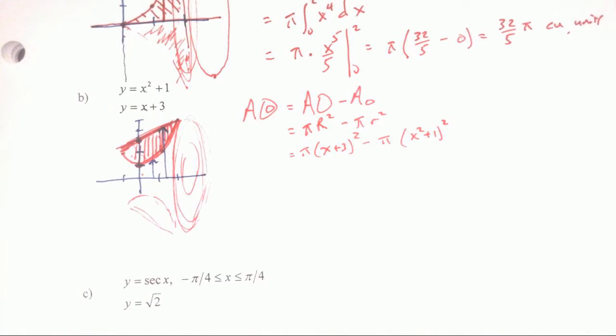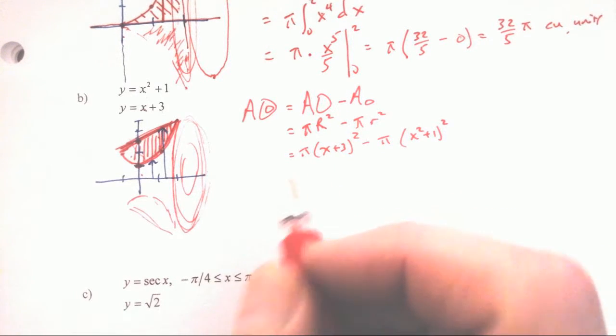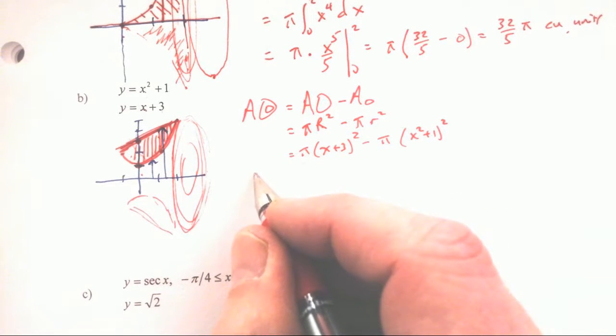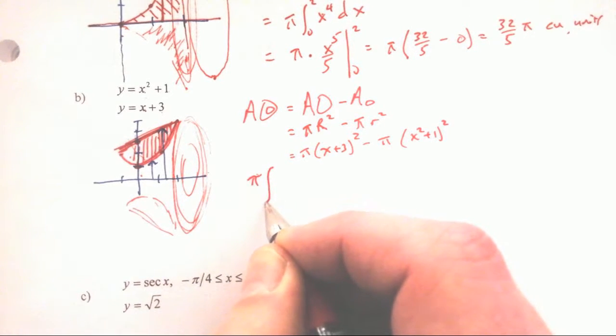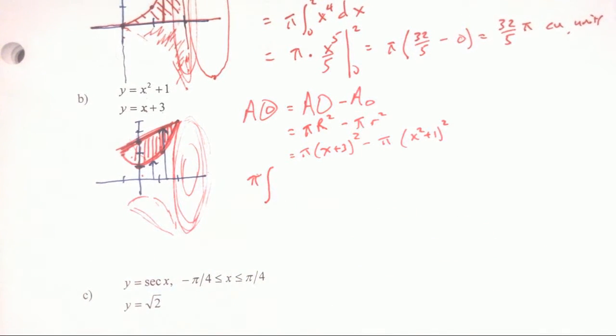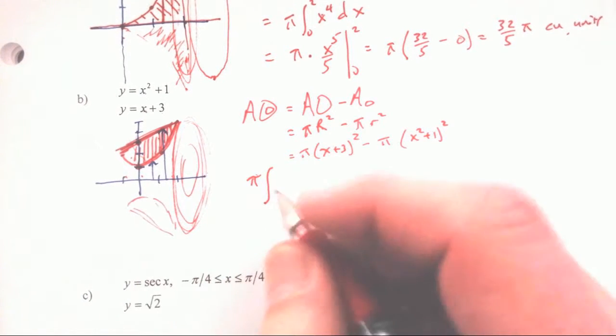Okay, we all right there? All right, so we've got a little bit of algebra to do here. I'm going to go ahead and set up our integral now. So for our integral, I'm going to factor out pi. It's a constant, we can do that. We're running from -1 to 2.